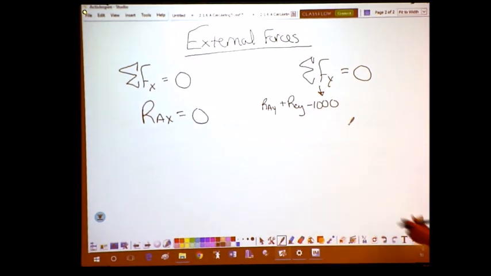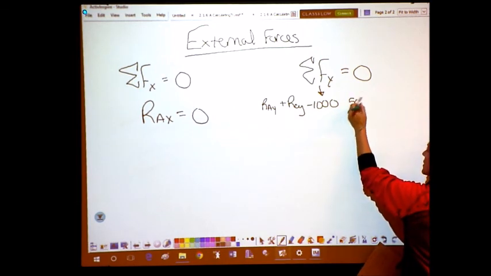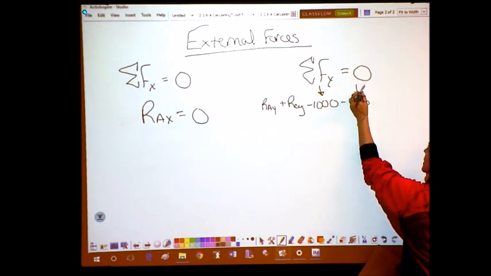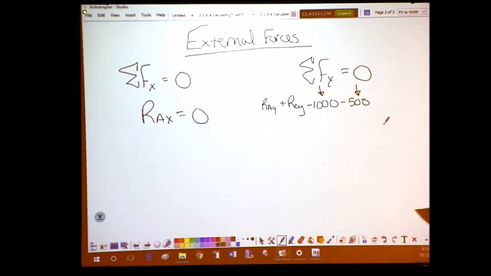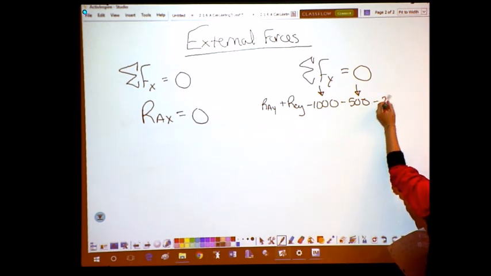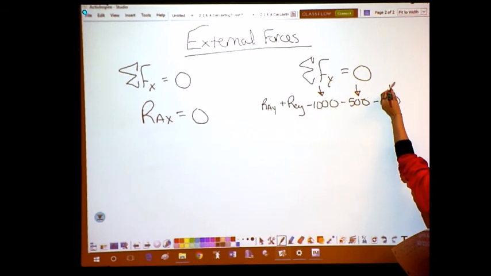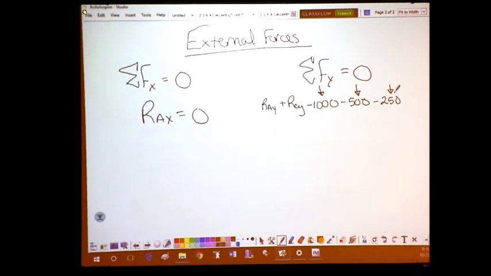500. 500, positive or negative? Negative. Because it's pointing down. What's another one? I know there's one more. 250. And it's pointing down. Did we get them all? I have 1, 2, 3, 4, 5. 1, 2, 3. Okay, good. Equals 0.